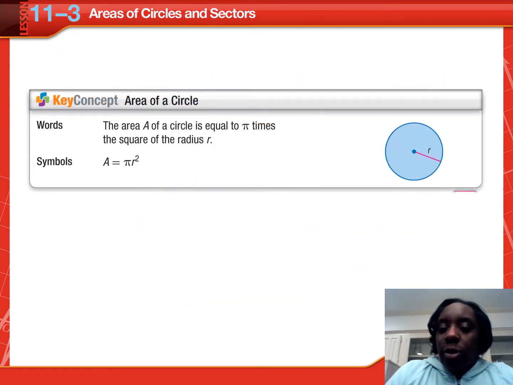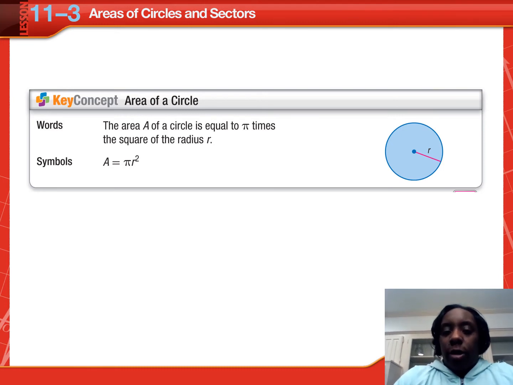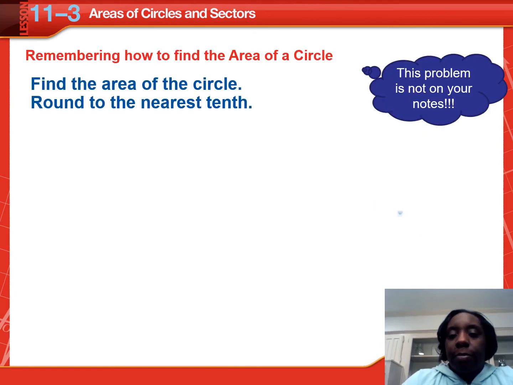All right, so area of the circle is a different formula. So area is all about the space of something, so of a two-dimensional figure. So it's the space contained in my two-dimensional figure. So the area of a circle is pi r to the second power, which you always hear as pi r squared. Very easy to do. Again, we're going to use 3.14.